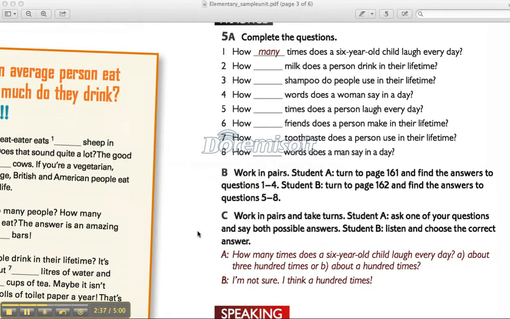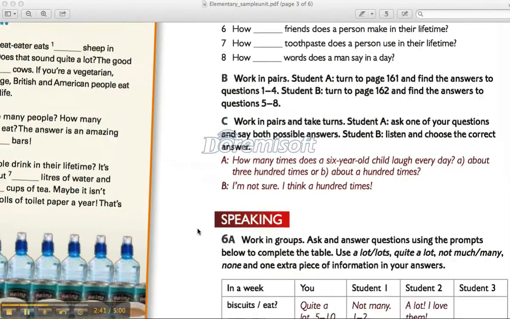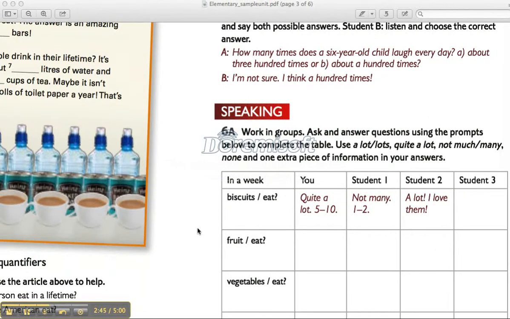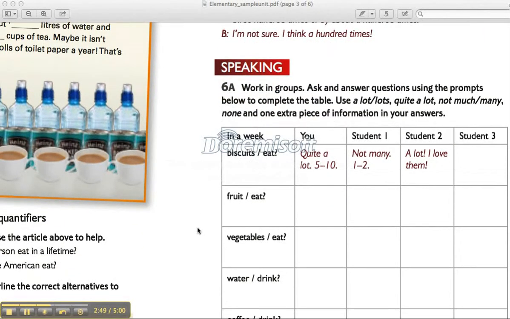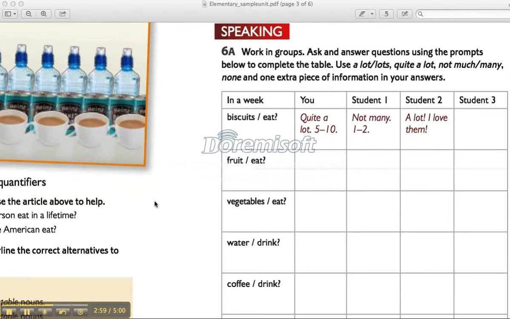The next stage in the PPP cycle is to produce. And in order to produce the language freely, we need to give our learners freer practice. And this is called fluency practice. So you can see the next task is called speaking. Work in groups, ask and answer the questions using the prompts.